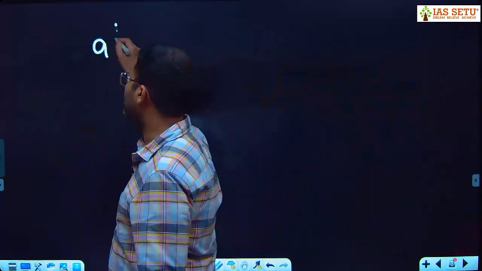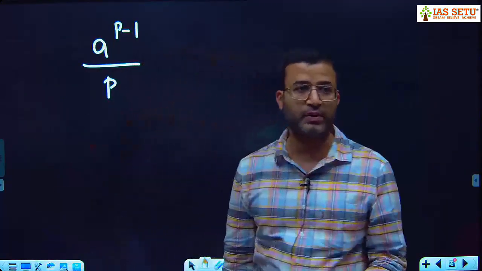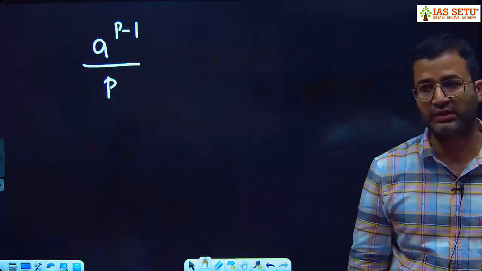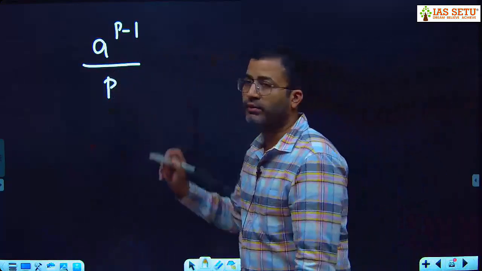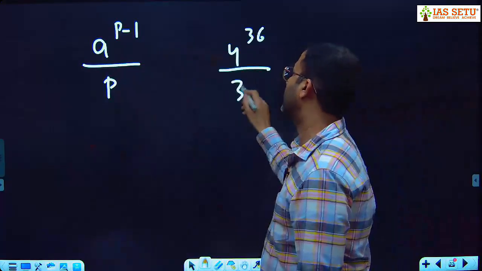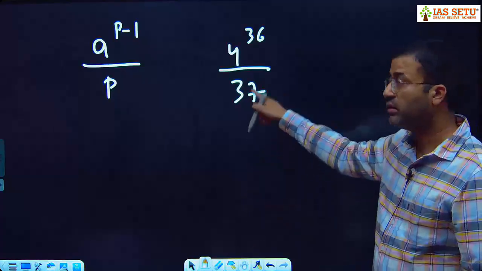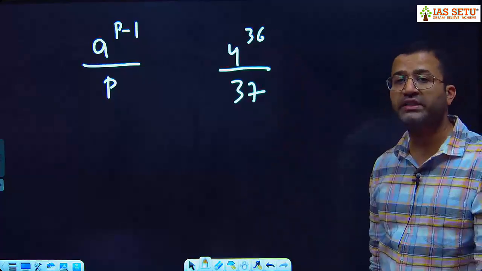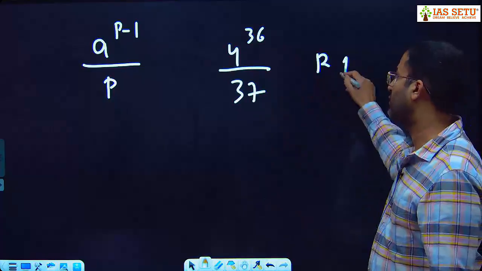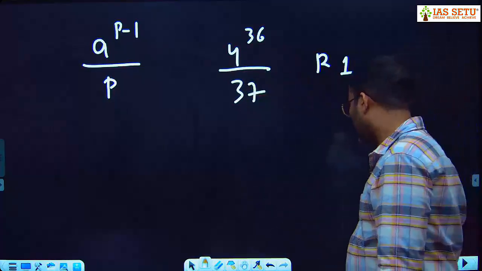a to the power p minus 1 upon p, where your denominator is a prime number, power is 1 less, and a is not a multiple of p. I take an example like 4 to the power 36 divided by 37. You have to check: it is a prime number, power is 1 less, and you can immediately say remainder 1. So what is your answer here? Remainder 1. Try this question.